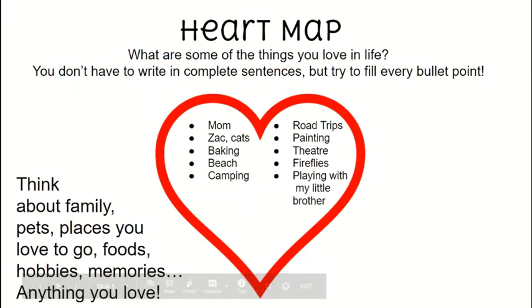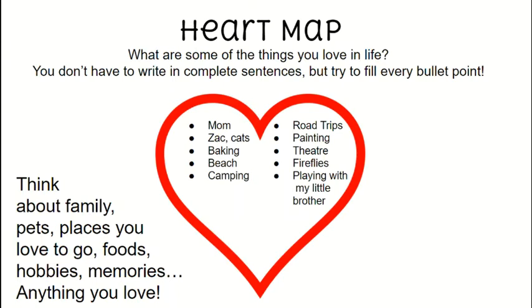So one of the things you're going to be working on today is creating your own heart map. You might be asking, Miss Corwin, I don't know what a heart map is, and that's okay. We're learning. We're all doing this together. A heart map is sort of just a list of all the things that are meaningful to you, all the things that you love. Not necessarily all the things, but a list of things that are meaningful and things that you love. So what are some of the things that you love in life?